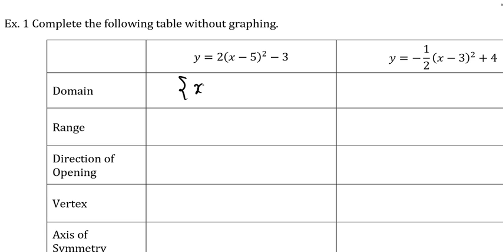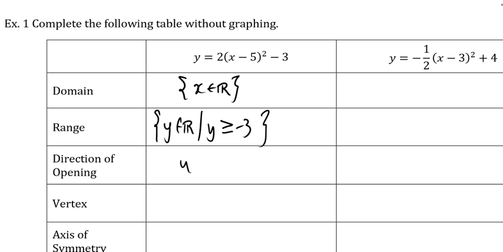Yeah. Good. Domain doesn't change. What's the range? Is it opening up or opening down? Kristen, what do you think? Up. So it's going to go like this. Y is an element of the real numbers such that y is always greater than or equal to, and what number do I put in there? -3. The direction of opening is up. What's the vertex? Liam, do you know the vertex? This, Liam?